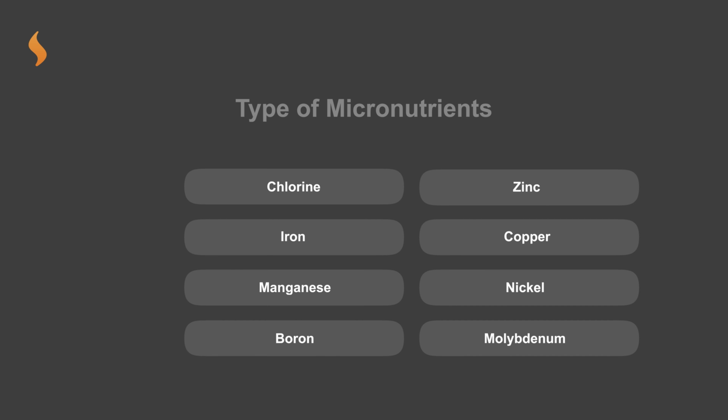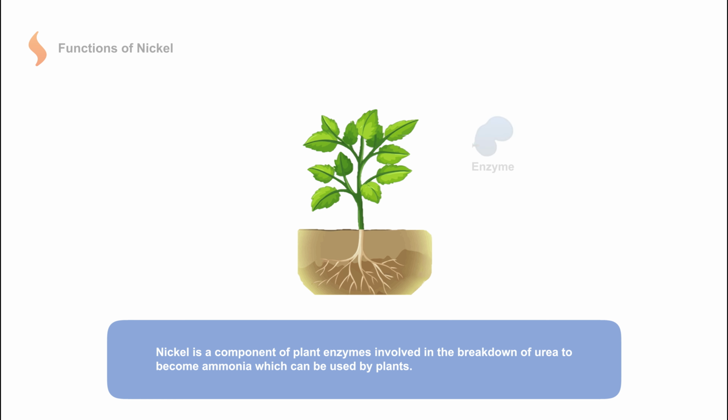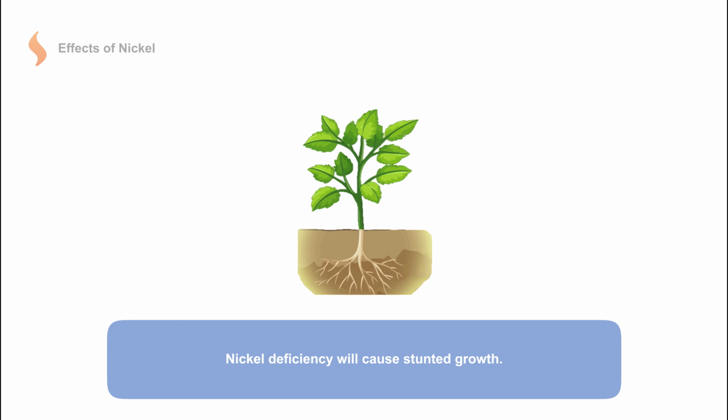Now, let's look into the type of nickel. Nickel is a component of plant enzymes involved in the breakdown of urea to become ammonia, which can be used by plants. Nickel deficiency will cause stunted growth. It will also reduce crop production.